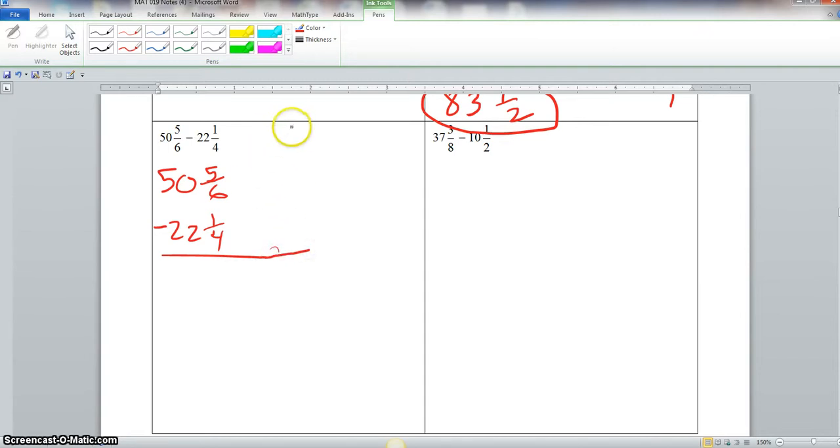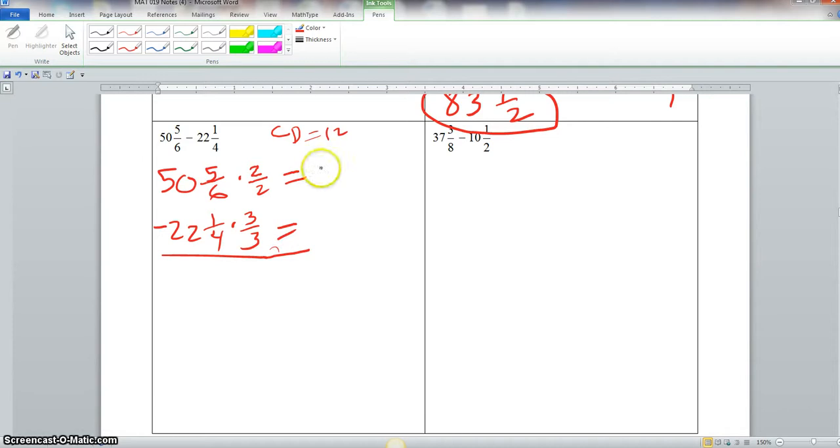So we ask ourselves, I'll write this, common denominator is 12. So we'll say 12 divided by 6 is 2, so we'll multiply this fraction by 2 over 2. 12 divided by 4 is 3, so we'll multiply this fraction by 3 over 3.